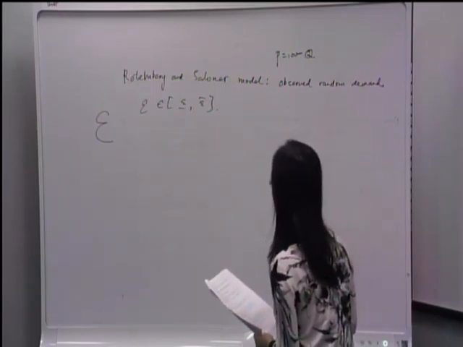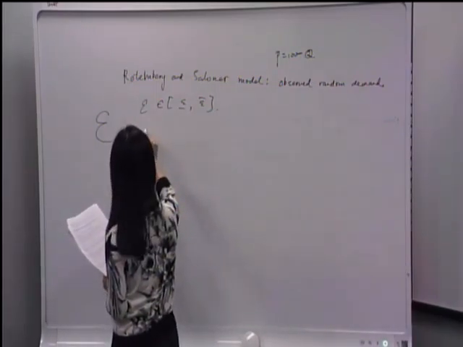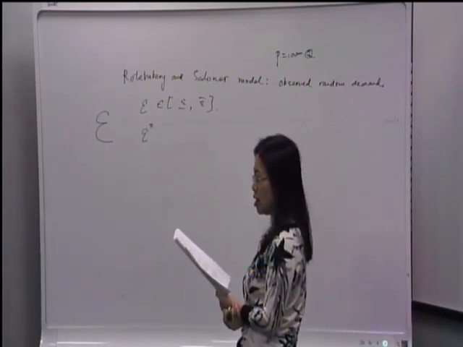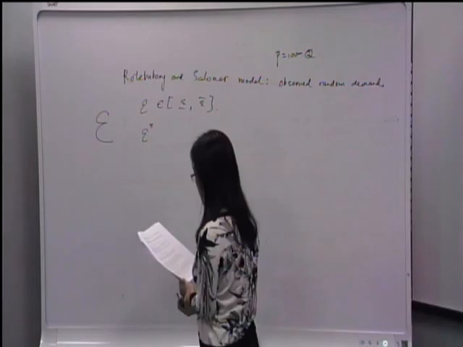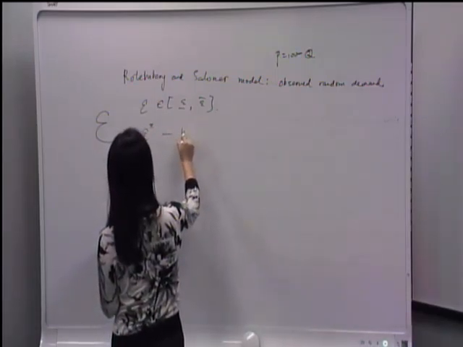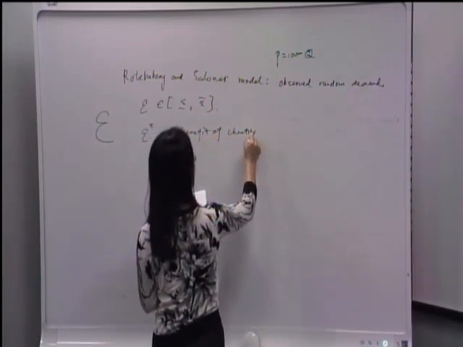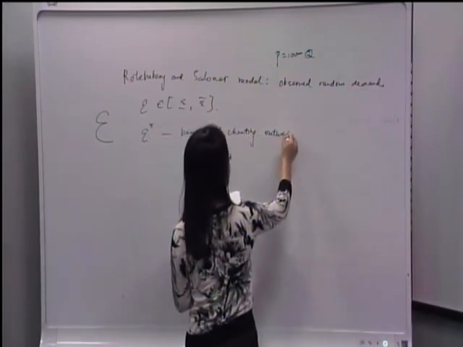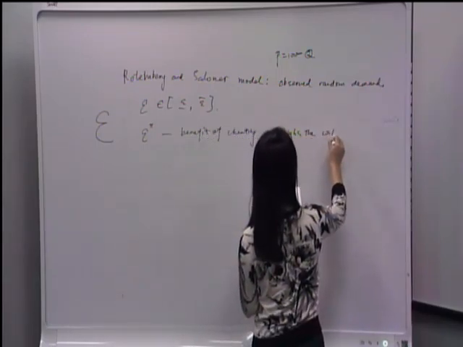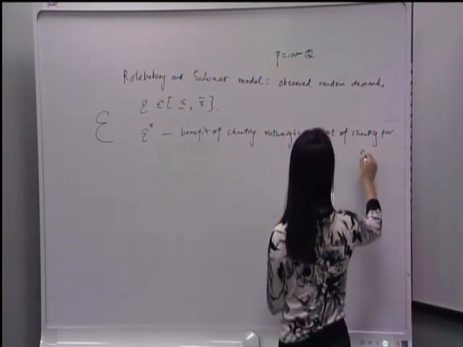Okay, so then they specify a threshold, a cutoff value, epsilon star. Epsilon star is the cutoff value where the benefit of cheating outweighs the cost of cheating for all firms.